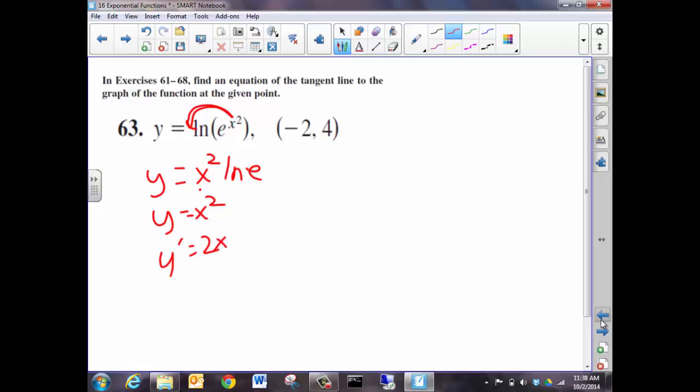Like Jamie said, it would be 1 over the argument, right, times the derivative of the argument. What's the derivative of e to the x squared? What's the derivative? Keep going. Yep. The derivative of e to the x squared is e to the x squared times 2x, right? All right. Can I clean that up any?